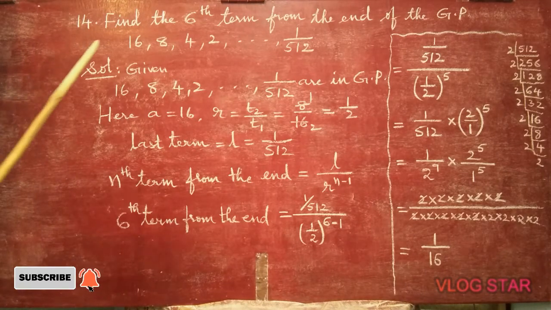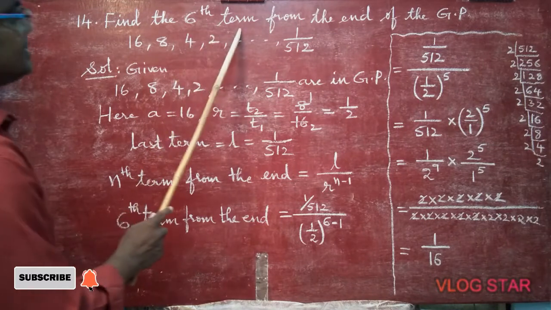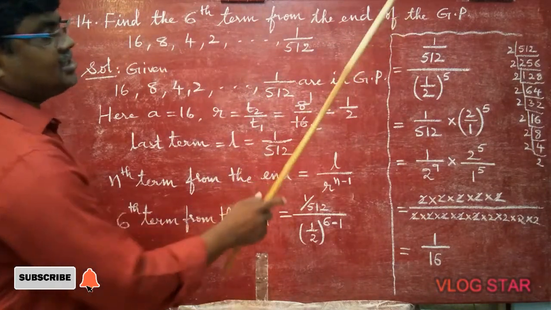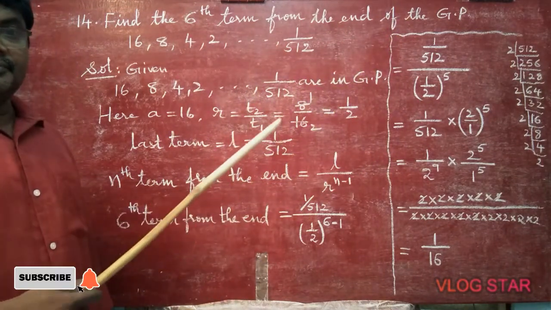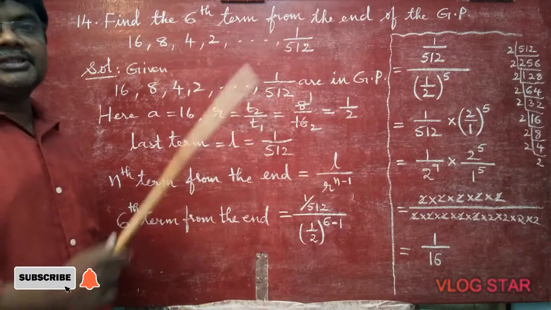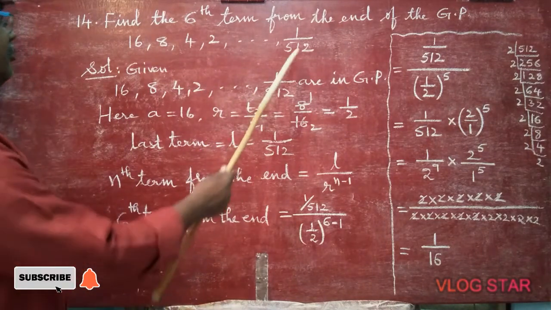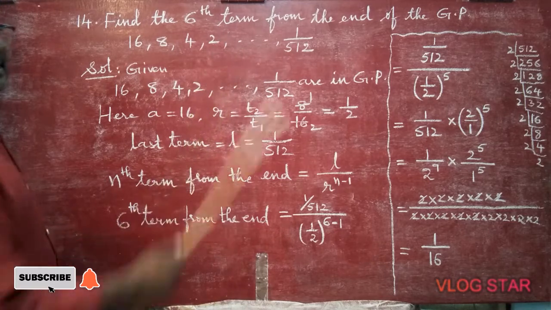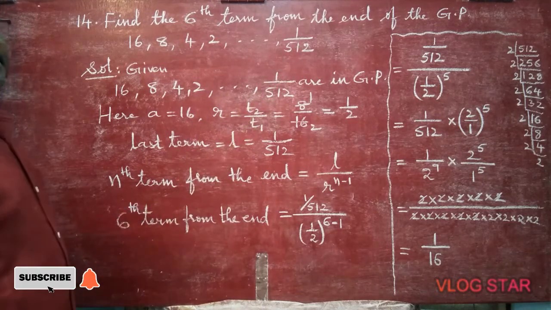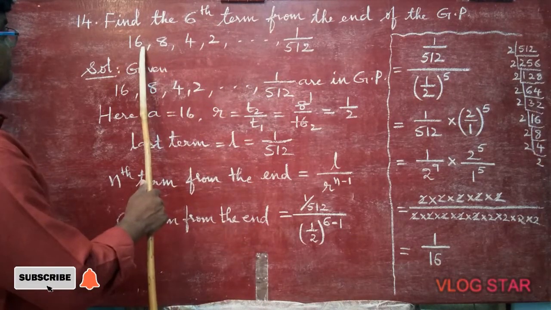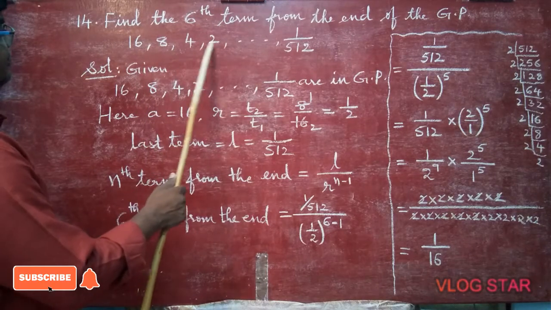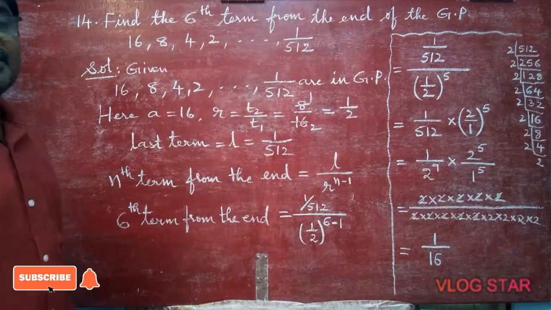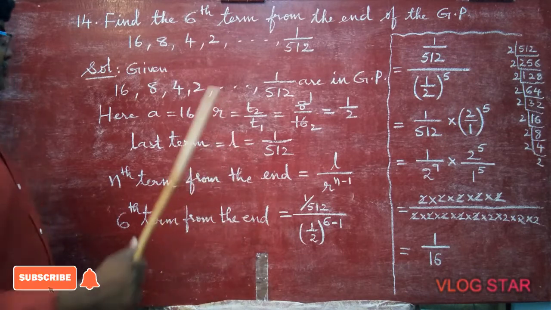14th problem. Find the 6th term from the end of the GP. From the back, not from the first. From the first means easy. From the back, from the end, the 6th term. We don't know which term it is first of all. We can say first, second, third, fourth, and so on. Somewhere it is 1 by 512.